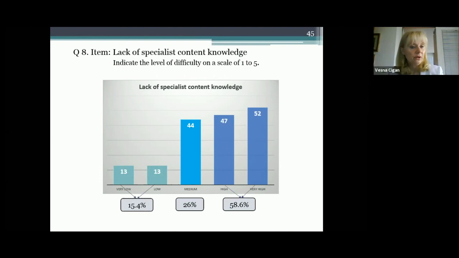Less than one third, 26%, were in some middle ground on the scale, and 15.4% found it not to be a trying aspect. Accordingly, more than half of the respondents regarded the lack of specialist content knowledge as challenging. So, 58.6% of respondents.